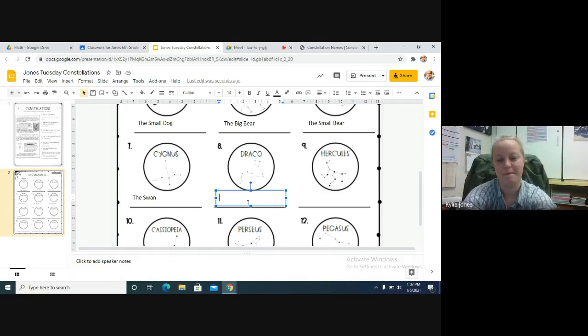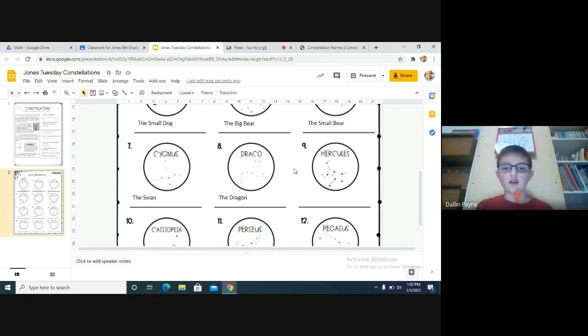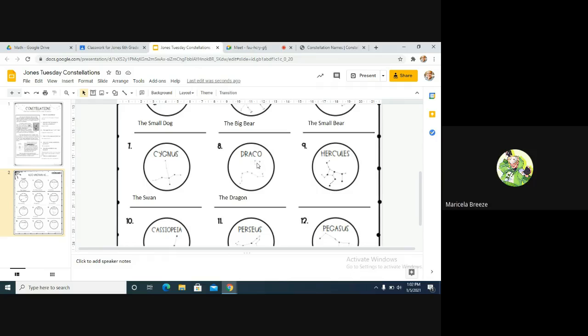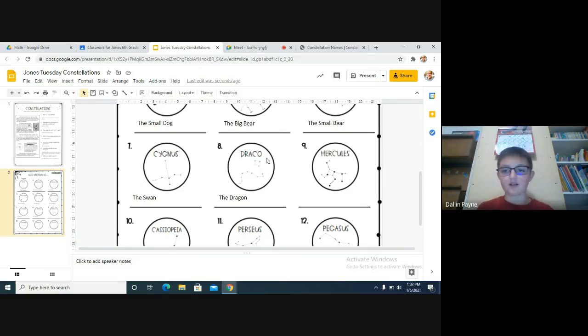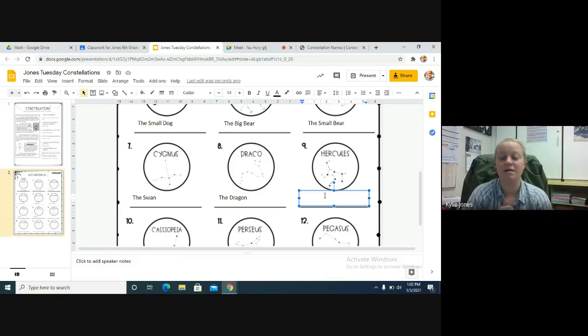Okay, number eight, Draco. What'd you get for that? The dragon. I don't know if I see a dragon in that one. It's kind of small. I kind of do. If you look at that weird little thing that goes up and down, and then that big box, that's like the head of a dragon, and then the line of stars is his body. Kind of like Hydra. Yeah, kind of. So maybe like a smaller Hydra. Maybe, yeah.